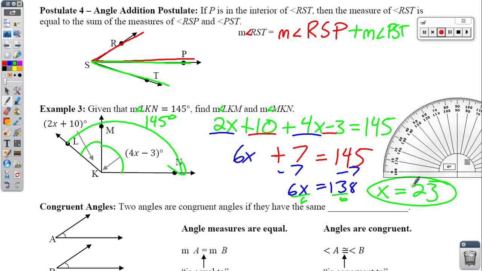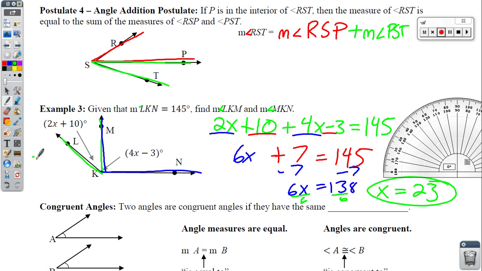Remember, that wasn't the answer though. So what we were asked for is the measures of these two smaller angles in here. So we're looking for the measure of LKM in green, and then the measure of MKN in blue. So to get those measures, we're going to have to take 23 for x, plug it back into these expressions.